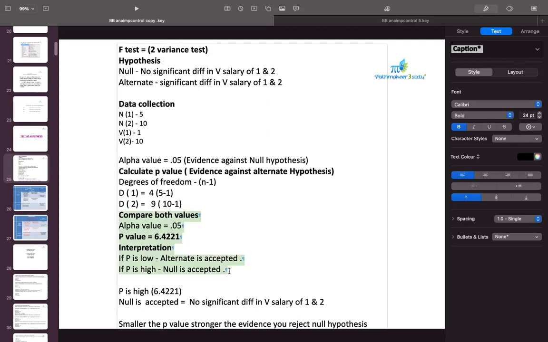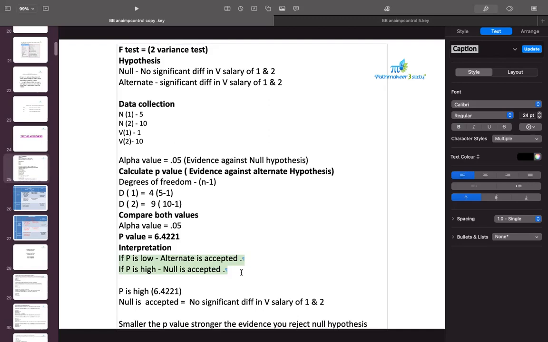Only one point that you need to remember is, if P is low, alternate hypothesis is accepted. If P is high, null is accepted. Okay. If P is low, alternate is accepted. If P is high, null is accepted. You have to remember this very point, so that you can do all hypothesis testing without any hindrances.